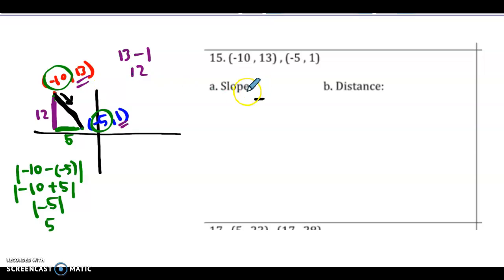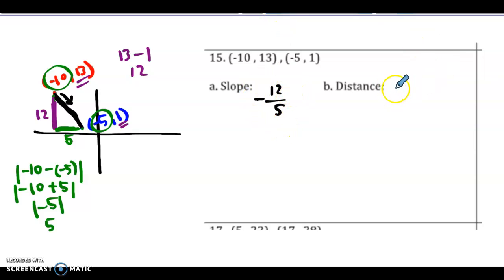So what is the slope of this line? We already know the line is going negative, so it's going to be negative. What is the rise or rise and fall? That's the vertical number of 12. What is the run? That's the horizontal number of 5. Can I reduce it? No, it looks like it stays just that. So slope is -12 over 5.